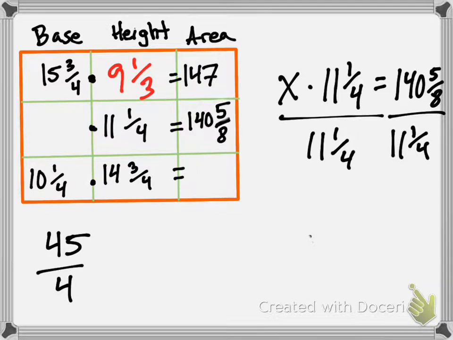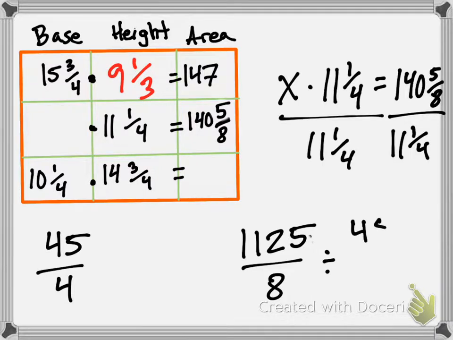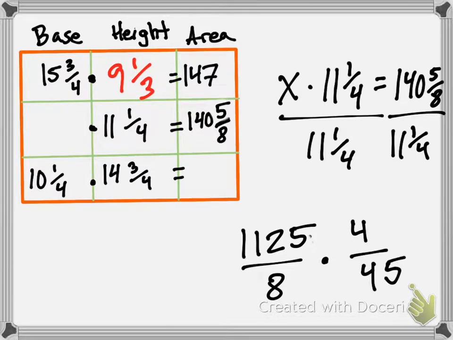So we get 45/4. Now 140 and 5/8. This one's quite a lot. 140 times 8, we get 1,120, but we've got to add that 5, divide by 8. So now we are dividing by 45 over 4. But yet again, I don't want to do this. I want to Kentucky chicken fry this. So I'm going to turn this into times, and then I'm going to turn it into 4 over 45.